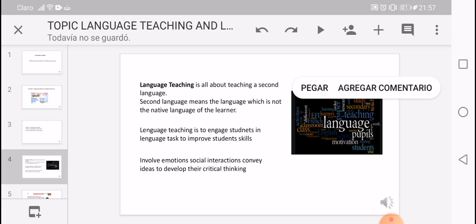This means that a teacher can set a language task where students are going to develop their skills. This allows students to involve emotion, social interaction, and convey ideas to develop their critical thinking. Another factor in language teaching is encouraging students to develop a positive attitude toward the culture of the language they are learning. This means that teachers have to motivate students to improve their performance. For instance, develop a drilling with the students as we can see in the picture.